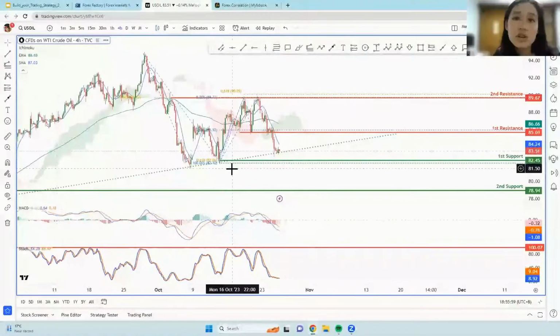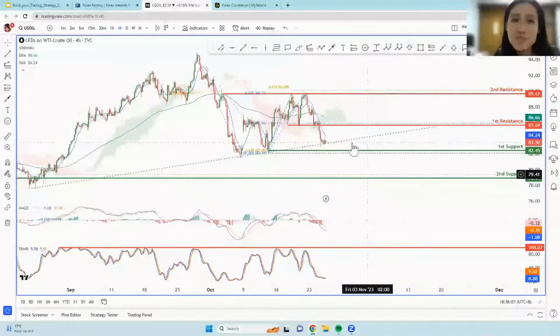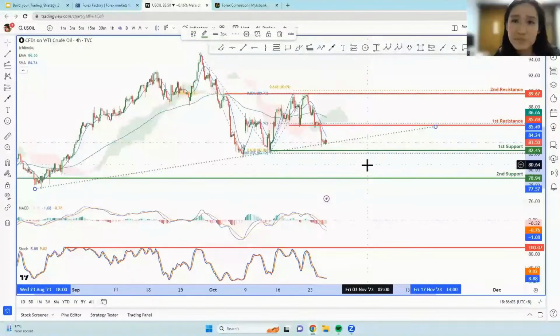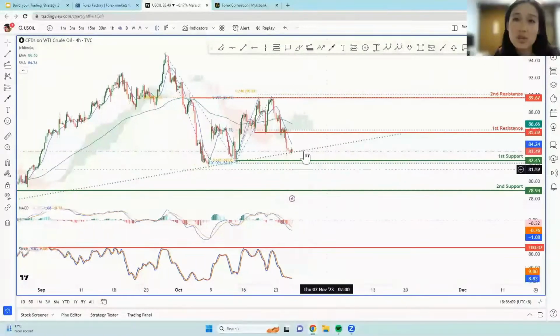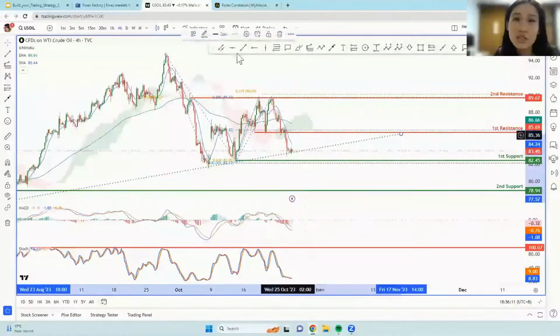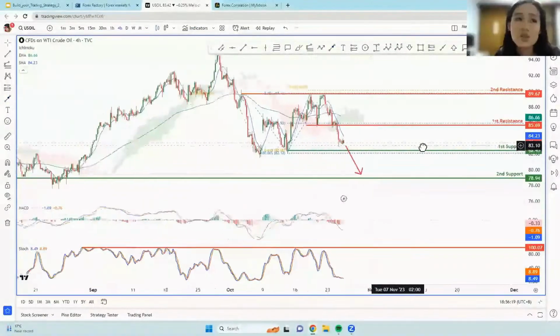Okay, so overall, all of our signals are pretty bearish despite this ascending trend line. So we can expect it to continue to drop or to break out of this ascending trend line. I'm going to remove that so it's not so messy. To drop and continue to drop towards our second support.